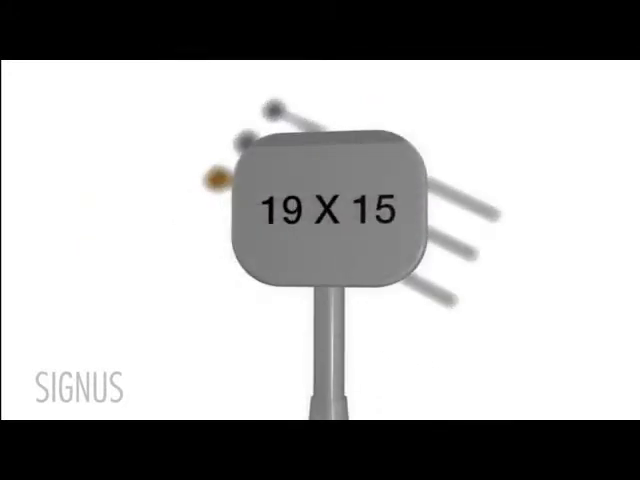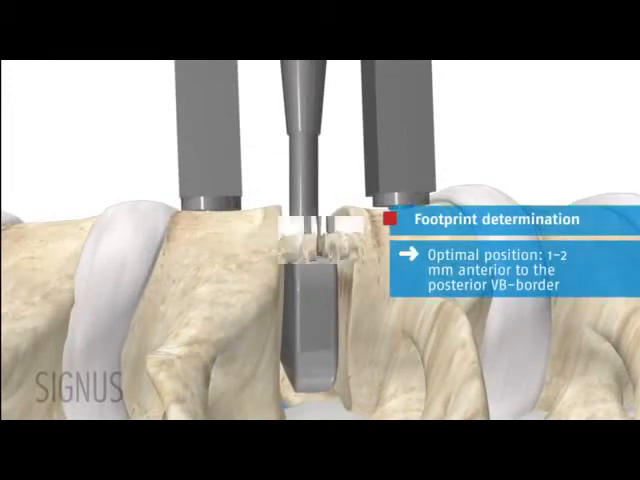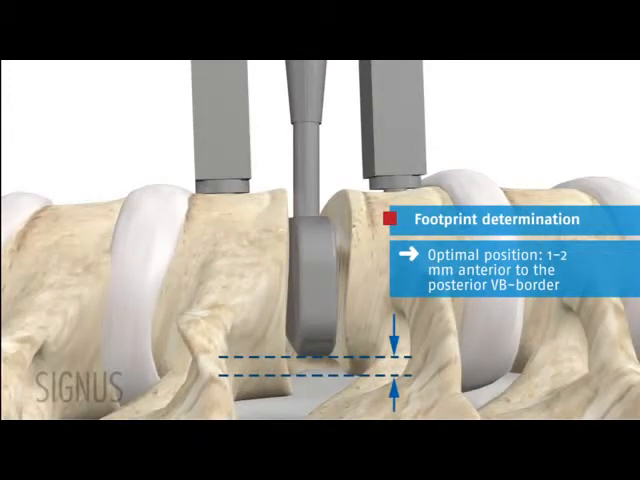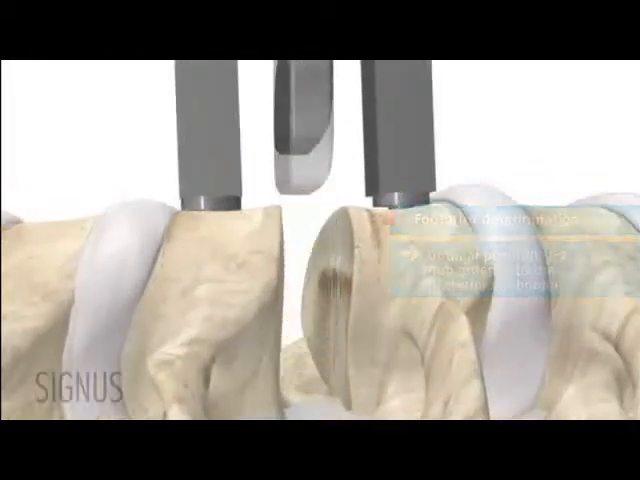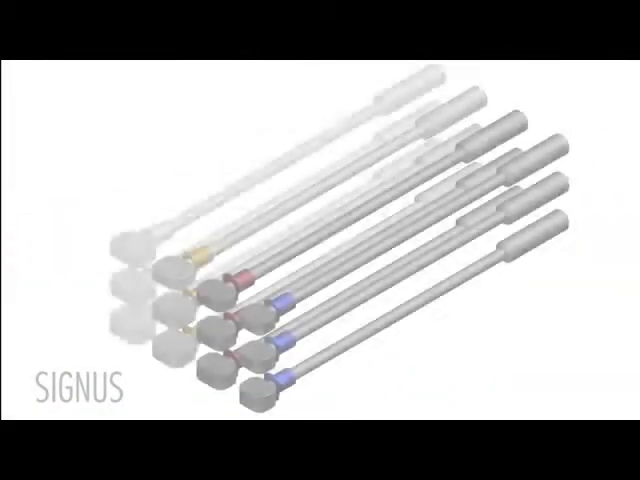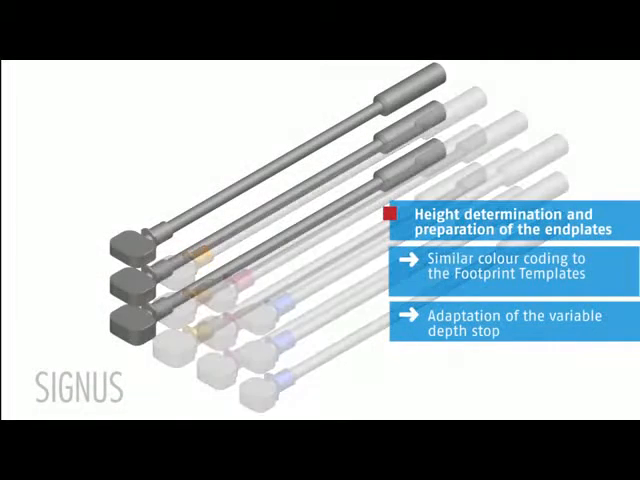A footprint should be selected that covers the vertebral body end plate as much as possible to minimize the risk of subsidence. This may necessitate minor resection of the medial borders of the uncinate processes. Color coding is used to select the appropriate trials in the next step.